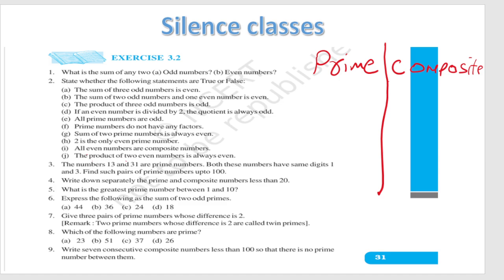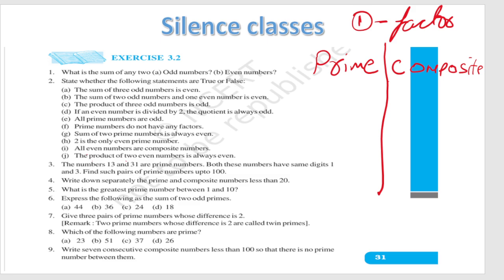So we will start from 1. Between 1 and 20, is 1 a prime number or a composite number? 1 is not a prime number, and 1 is also not a composite number. 1 is only a factor. So we cannot write down 1.